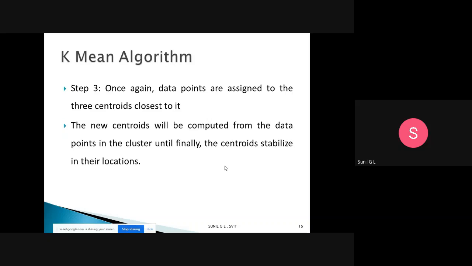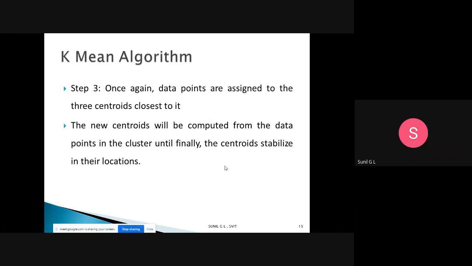Then once again the data points are assigned to the 3 centroids closest to them. Once again you need to calculate the distances and see which centroid is nearer. Then new centroids will be computed from the data points in the cluster, until finally the centroids stabilize in their location.